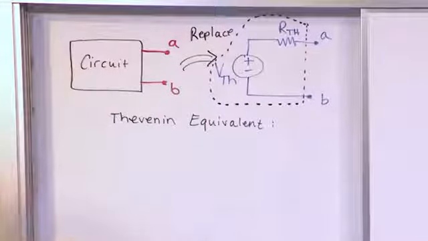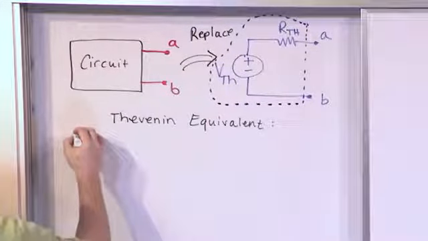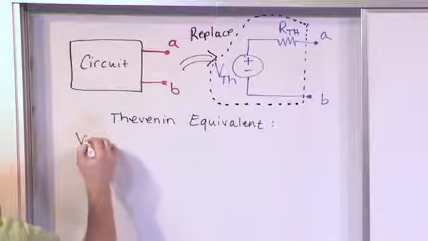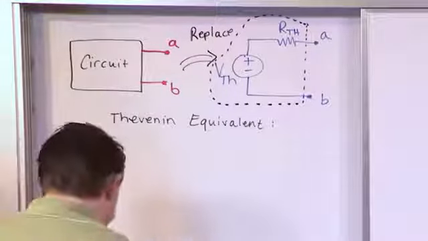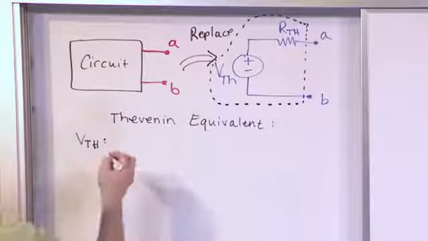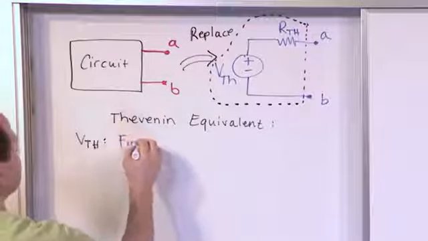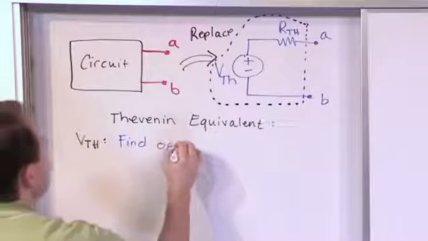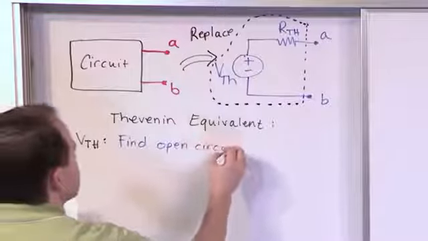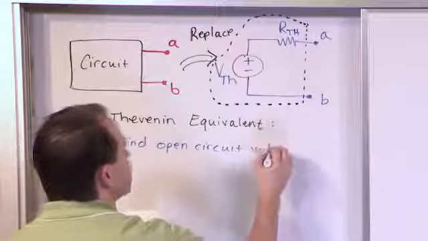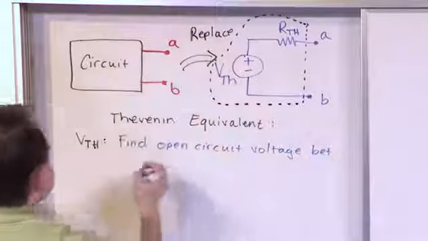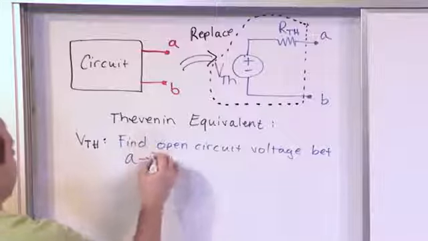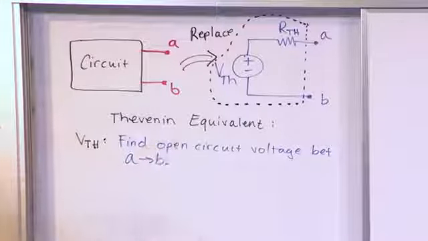So to find the Thevenin equivalent voltage, this is what you do. You find the open circuit voltage between, that's what BET means, terminals A and B. It's as simple as that, right?